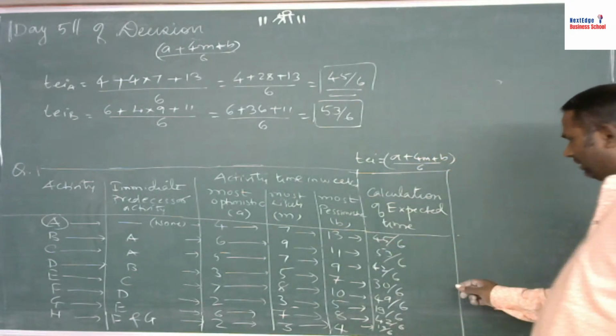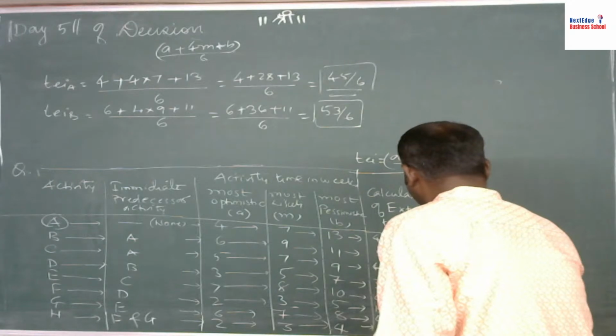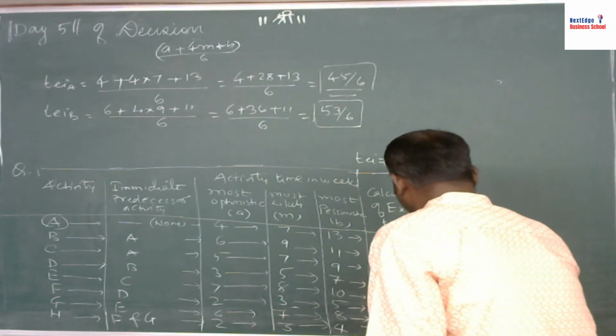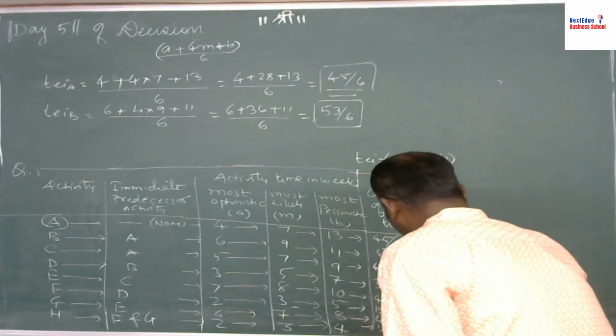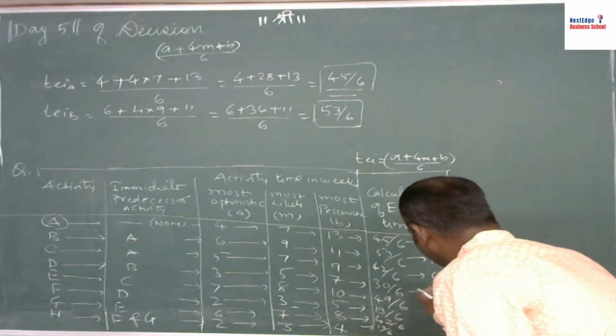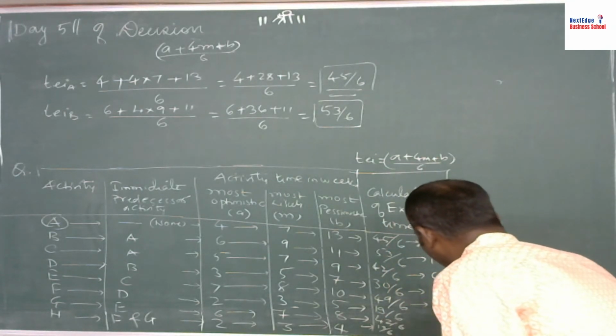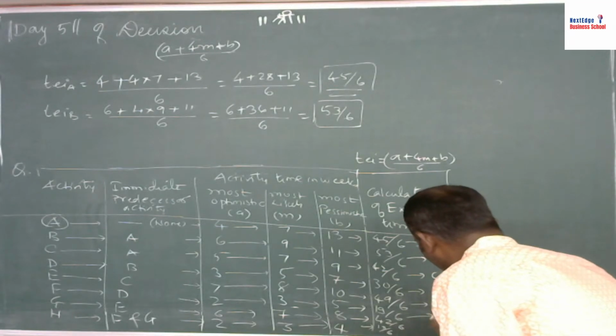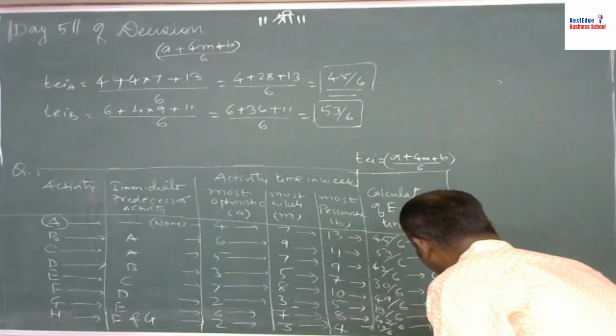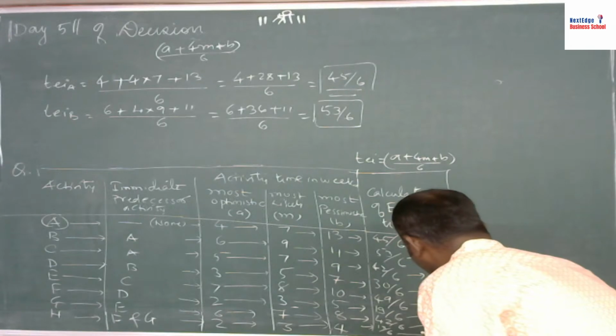For A, I can write here. This is for A activity. This is for B activity. This is for C activity. This is for D activity. This is for E. This is for F. This is for G. And this is last for H.